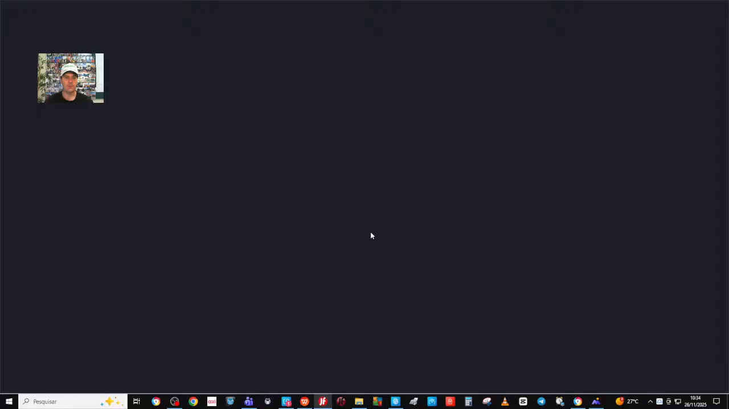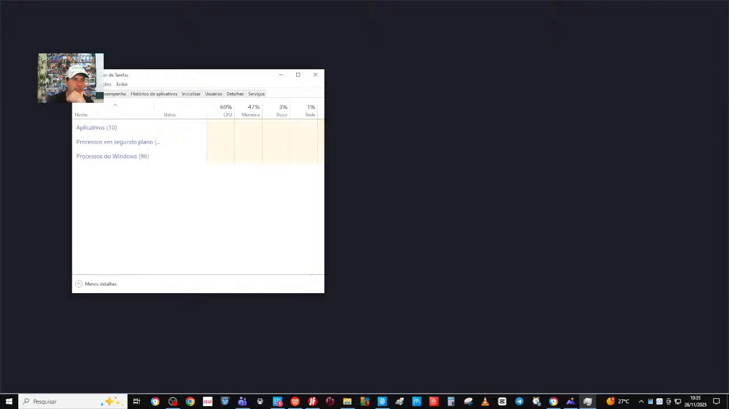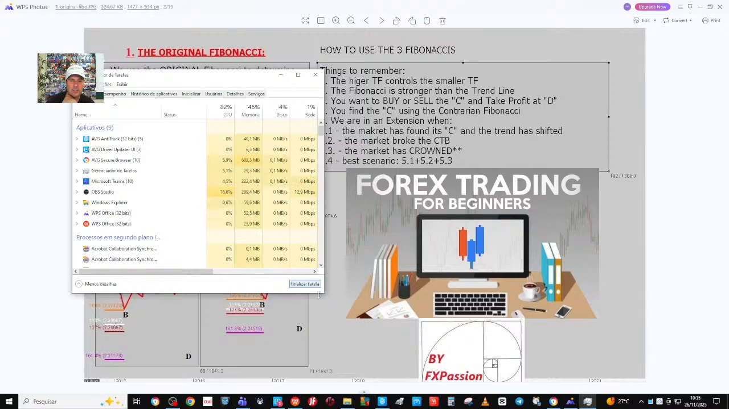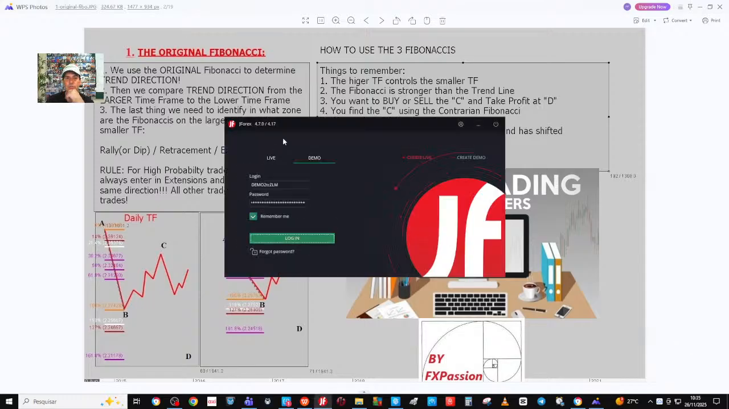Now, everybody, if you don't have your charts, it's going to be difficult, and I'm not sure why JForex is doing this sometimes. So I need to close it, and we're going to open it again. Everybody, if you don't have your charts ready, then it's going to be difficult. Type in the chat, there is no right or wrong. Find a currency pair that is in an uptrend.